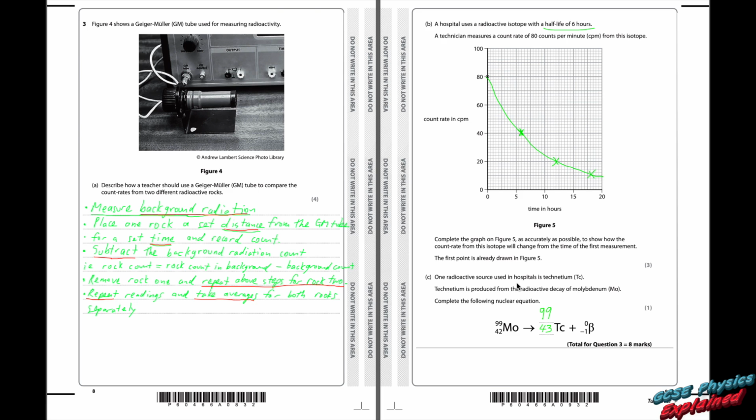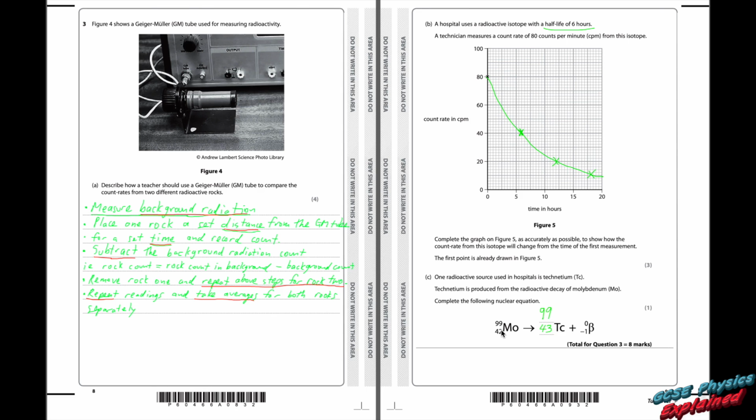Part C. One radioactive source used in hospitals is technetium. Technetium is produced from the radioactive decay of molybdenum. Complete the following nuclear equation. Right, whatever this number is on the top, on the left-hand side of the arrow, when you add this number on the top to this number on the top on the right-hand side of the arrow, those two numbers have to equal that number. So something plus nothing had to equal 99, so that number there had to be 99.